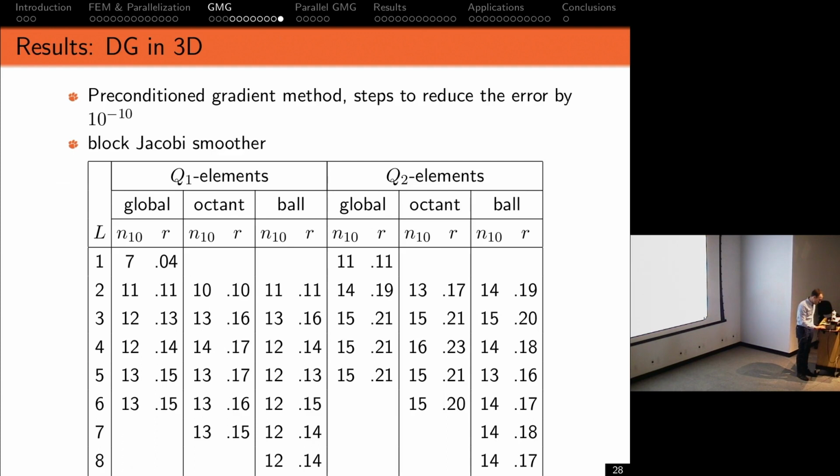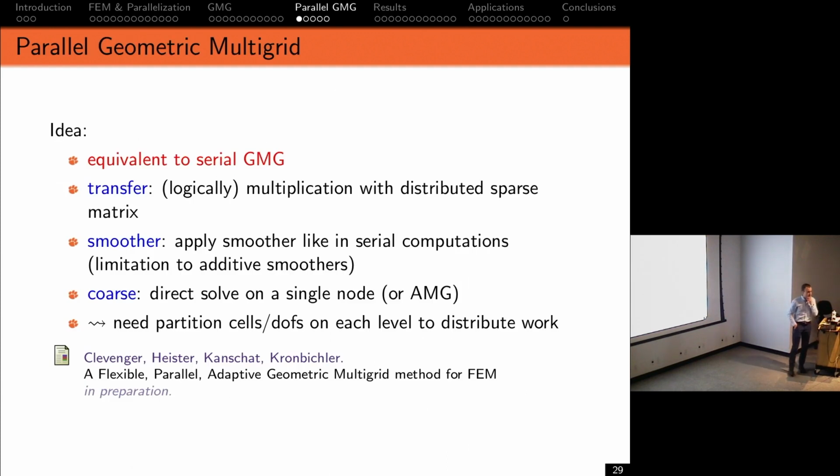Okay, again, let's continue. That was in serial, right? How do we make this work in parallel? This is work with two colleagues in Germany and one of my students, Konrad Cavender. And the idea is, well, can we take all of this that I just explained to you? How do I make this work at large scale in parallel? All right? The idea is, let's try to be equivalent. So I want to reproduce exactly those numbers.